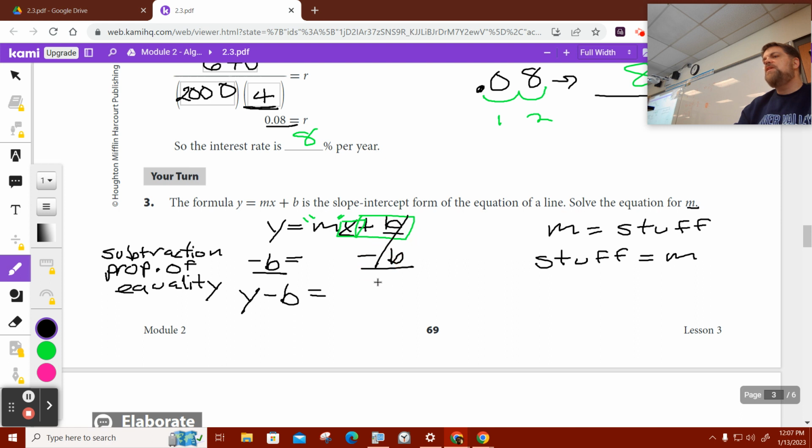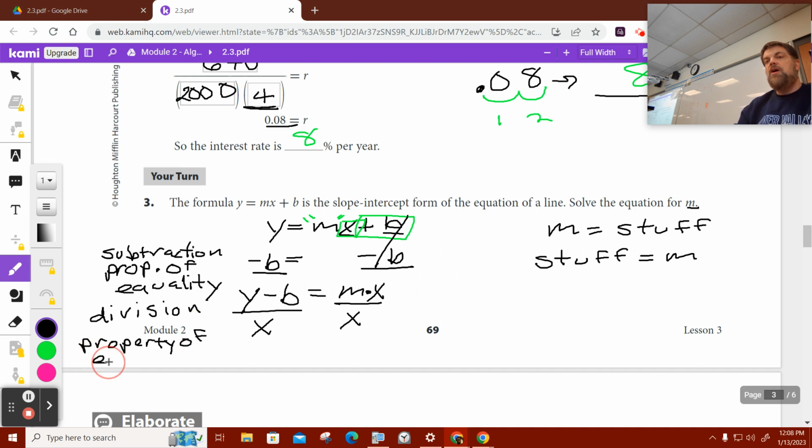Okay, now over here, the b's cancel because b minus b is 0, and I'm left with just m times x. I said that specifically because the x is being multiplied by m. I want to get m by itself, so what's the inverse of multiplication? Division. So I'm going to divide this side by x, and whatever I do on one side, I have to do to the other. This is known as the division property of equality.